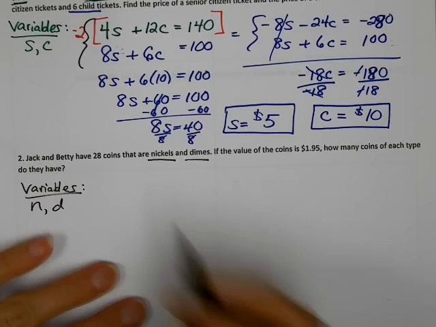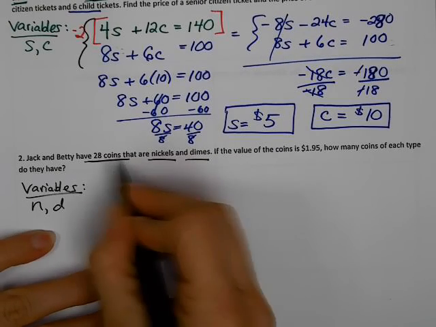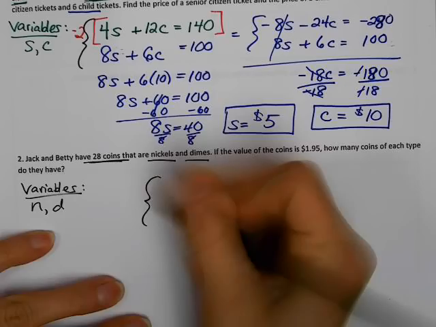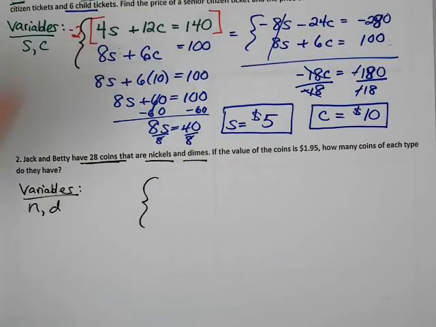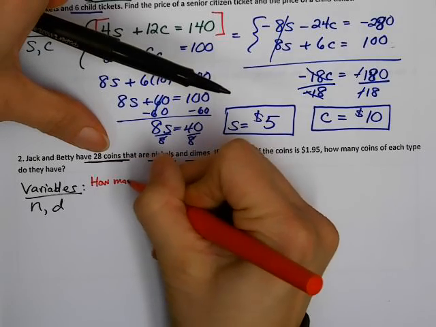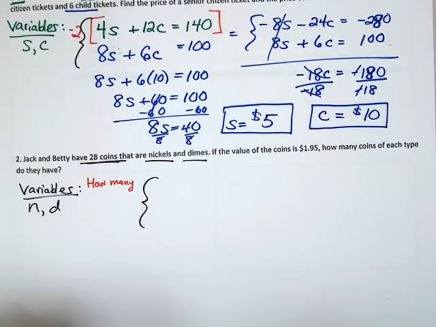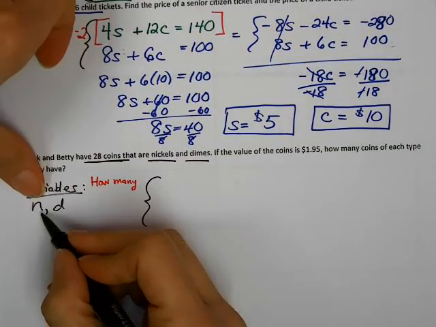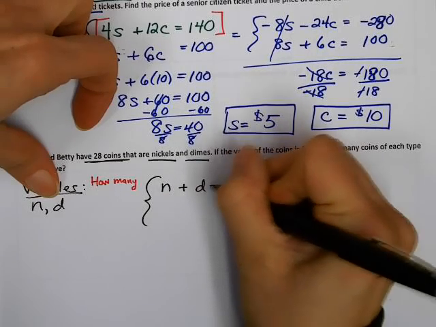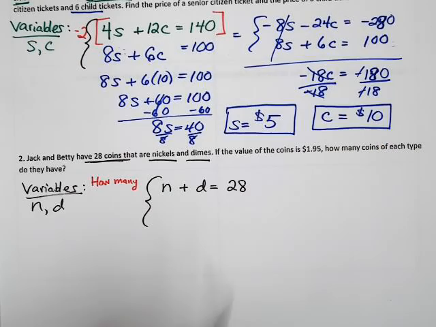Okay, and they have 28 coins. So my first equation, especially with money, is going to be how many. How many coins do we have? I've got so many nickels, and I've got so many dimes, and altogether that's 28.